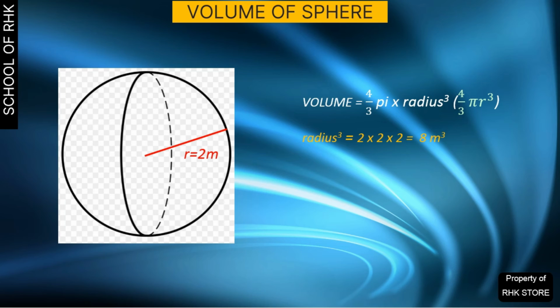meters cubed. Next, we will multiply that by our approximation for pi, which is a natural number, 3.14, times 8 is 25.12. And last, we multiply that by 4/3, which is the same as multiplying by 4 then dividing by 3, which gives us a volume of 33.49 meters cubed.